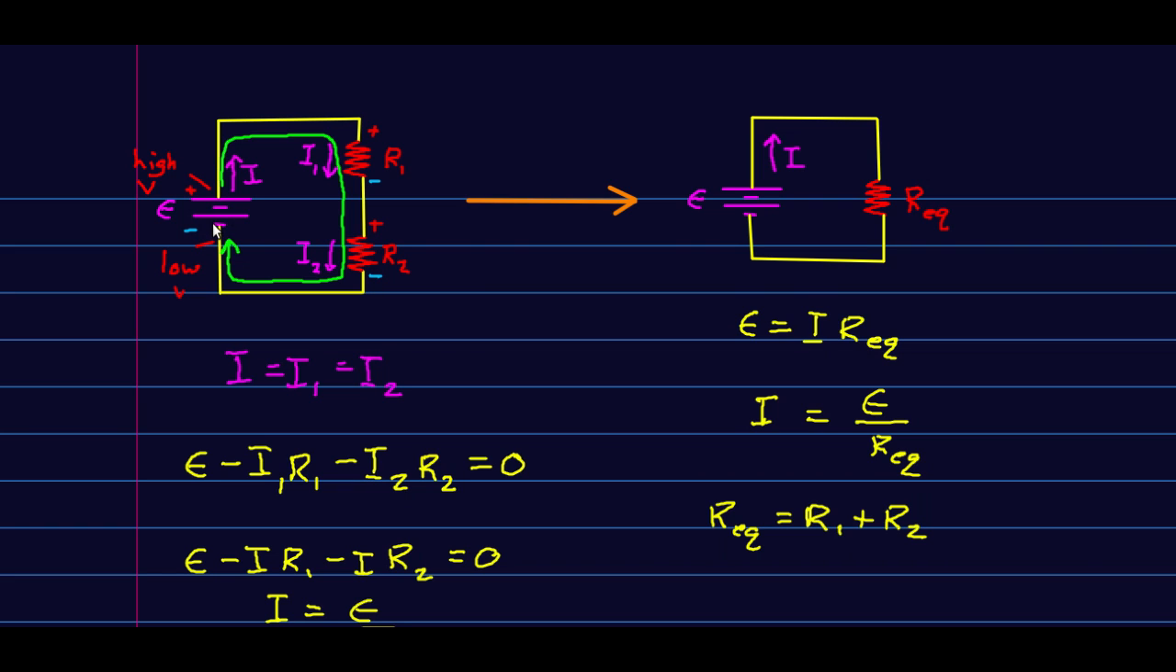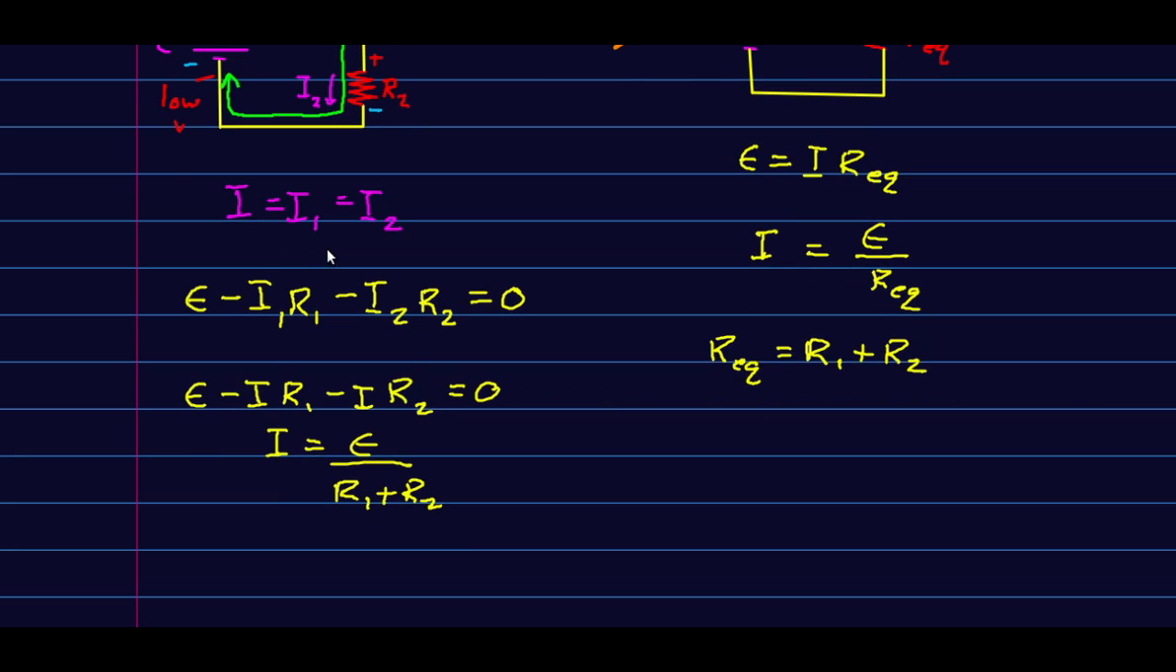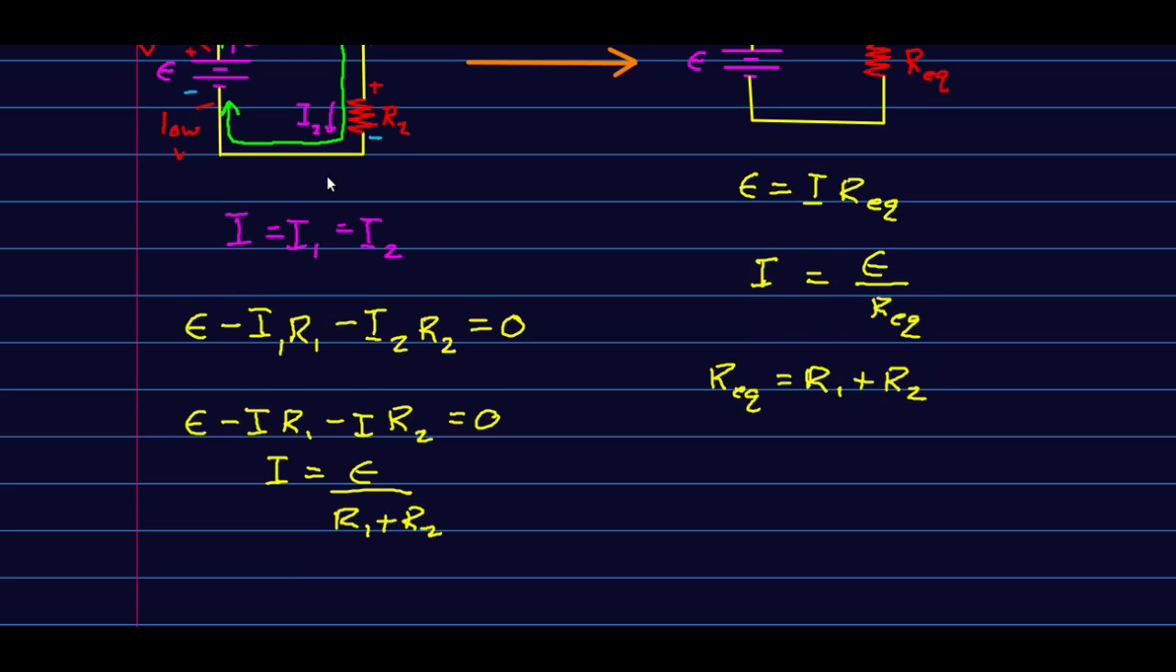Remember what's going on with energy in a circuit like this. Chemical energy is being converted into electric potential energy in the battery, and all of that electric potential energy is being converted to thermal energy in the resistors. And so the amount of energy being converted in the battery must equal the total amount of energy being converted in the resistors. And so let's look at how that plays out.